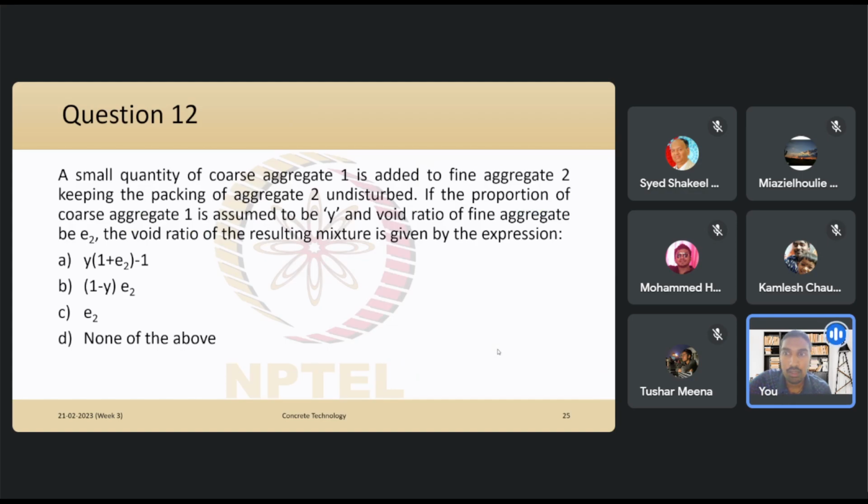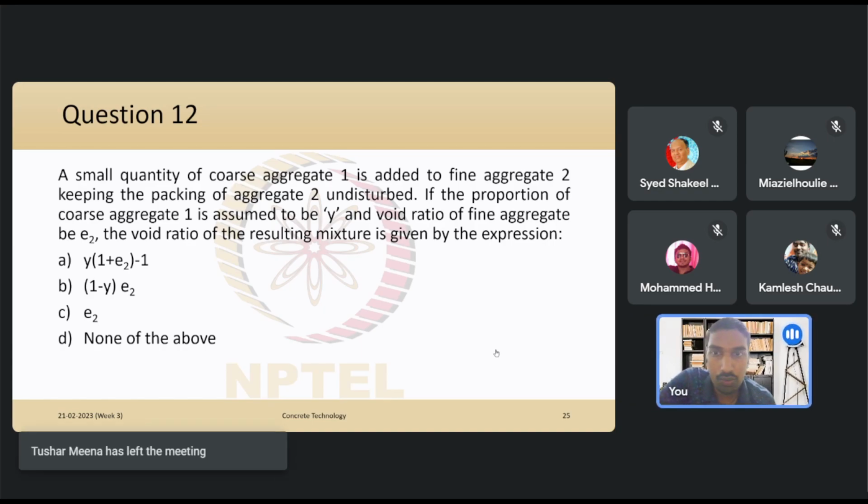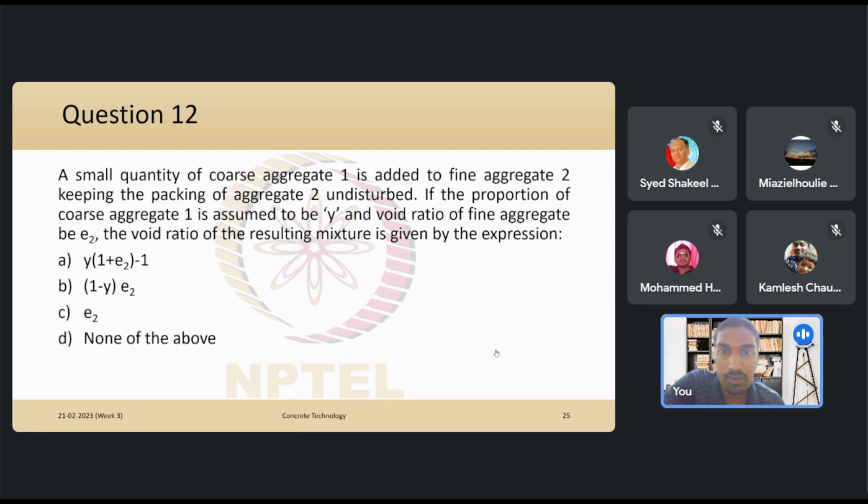Okay, so moving on to question number 12. A small quantity of coarse aggregate, which we are going to call 1, is added to fine aggregate, which is 2, keeping the packing of aggregate 2 undisturbed. If the proportion of the coarse aggregate 1 is assumed to be y, and the void ratio of the fine aggregate is E2, the void ratio of the resulting mixture is given by the expression. There are four options: y into 1 plus E2 minus 1, 1 minus y times E2, E2, and none of the above.